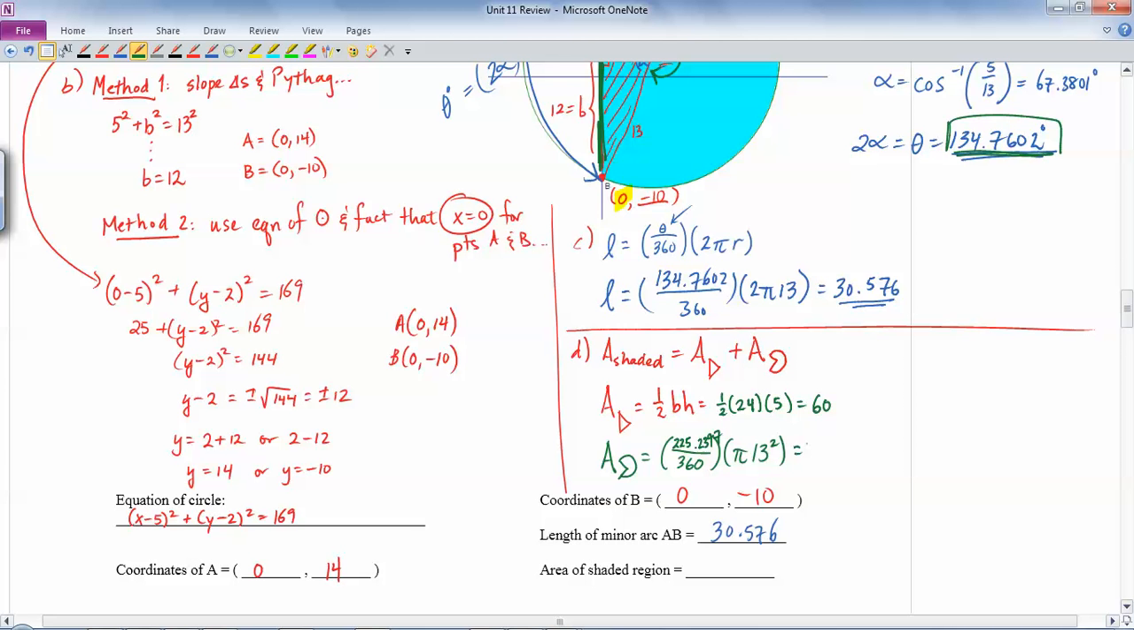And if you work all that out on the calculator and you cut and paste certain things, then you end up with 332.184. And then the area that's shaded is the sum of this. So the sum equals 392.184. And that's my shaded area. Okay. Hope that helps a bit.